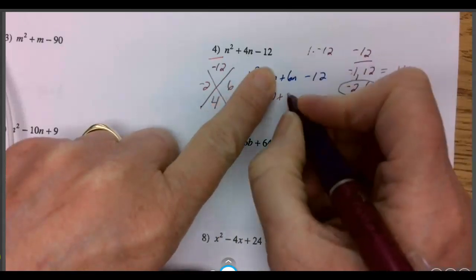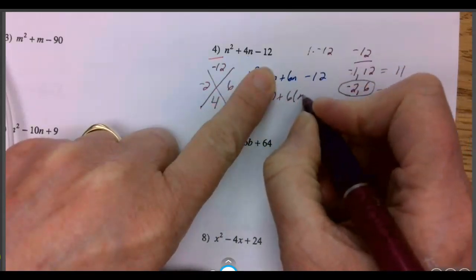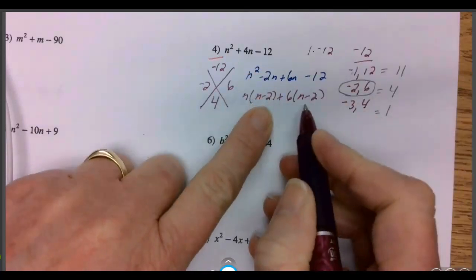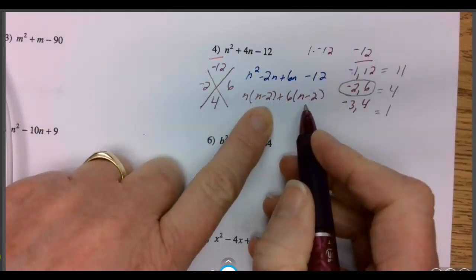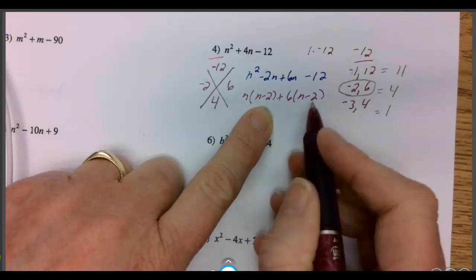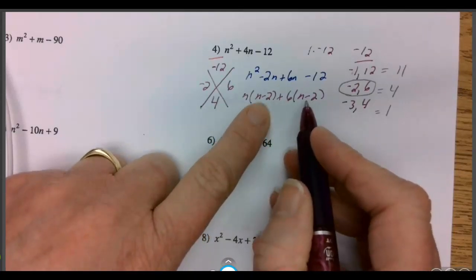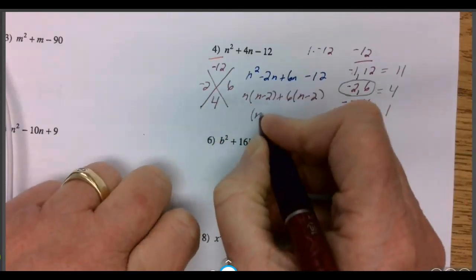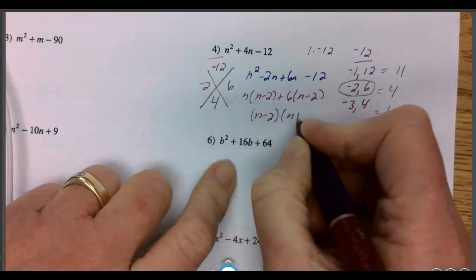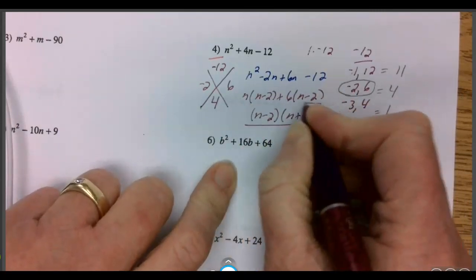Greatest factor out of these two would be 6. Divide by 6, I get n minus 2. And of course, what's in the parentheses is the same because we did it right. Yay! So now my greatest common factor, I continue to factor by grouping. Greatest common factor again is n minus 2. What do I have left? n plus 6. And that's my final answer.